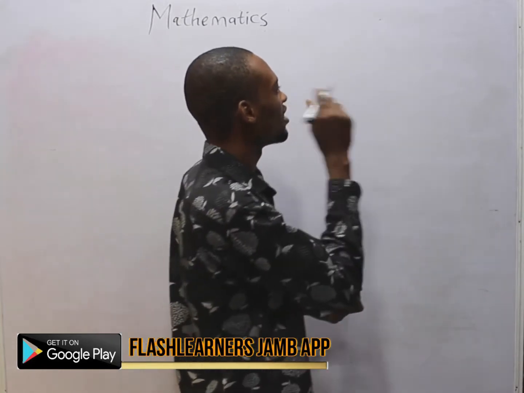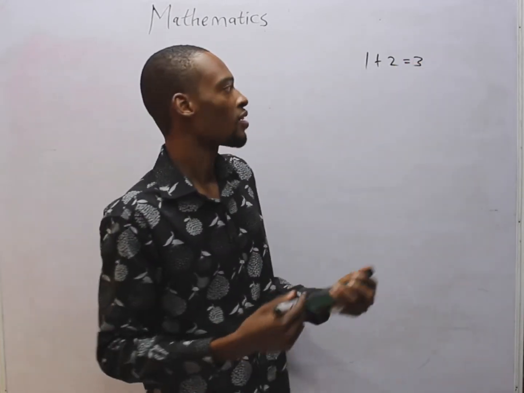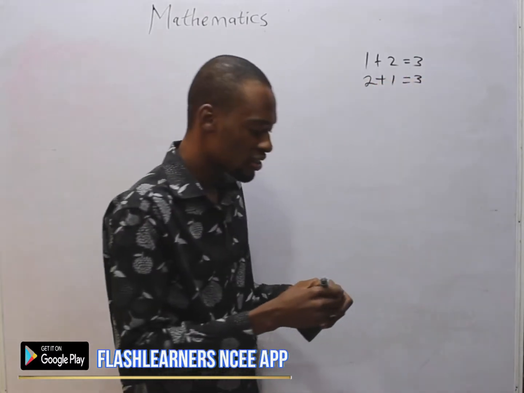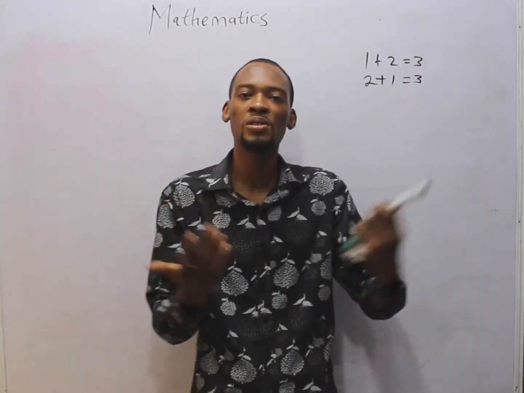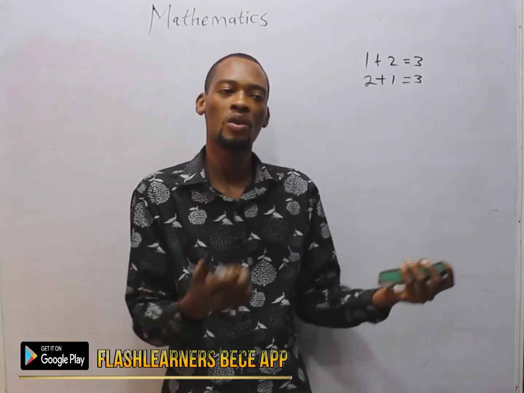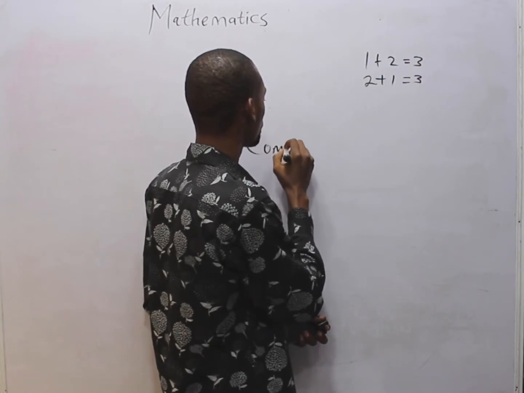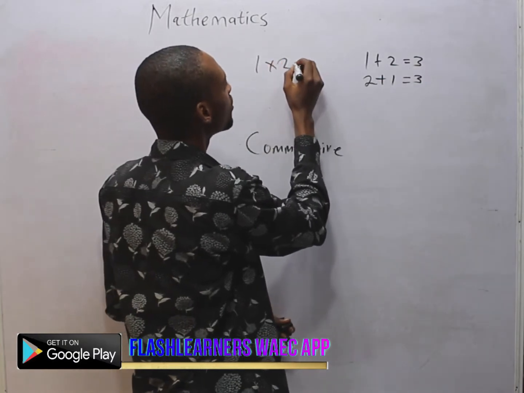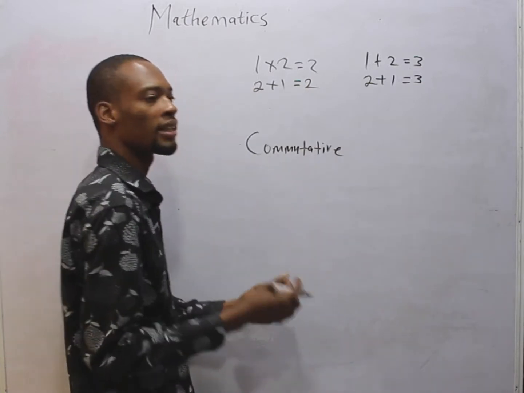The basics. If I say 1 plus 2, this is 3. How about I say 2 plus 1? It is 3, right? This is referred to as the commutative property. So in this case, addition is commutative: 1 plus 2 is the same thing as 2 plus 1, irrespective of the order. Multiplication is also commutative, in the sense that 1 times 2 is 2 and 2 times 1 is 2, irrespective of the order.